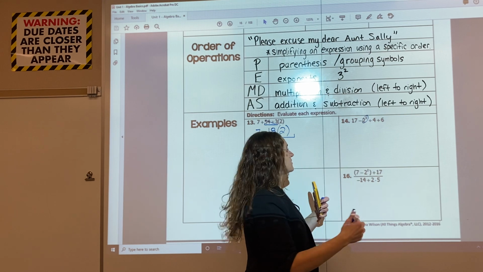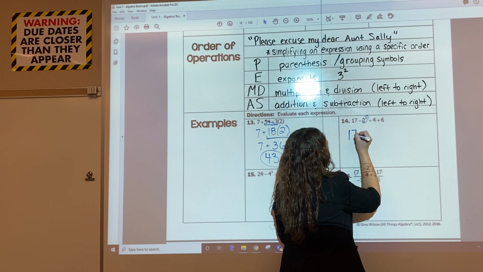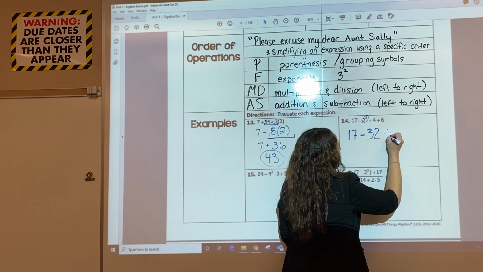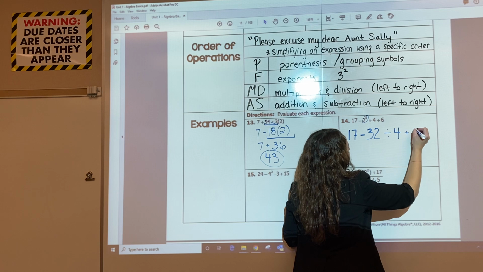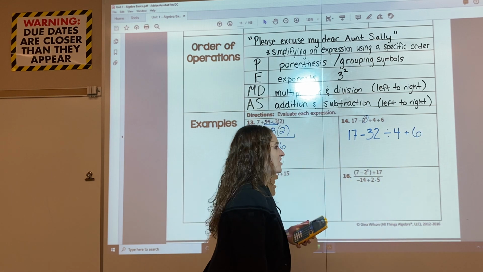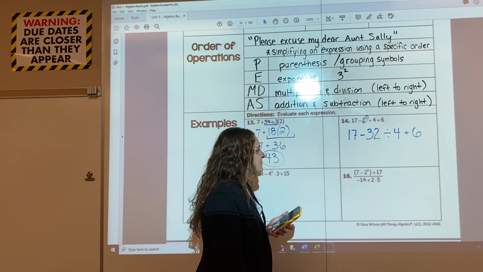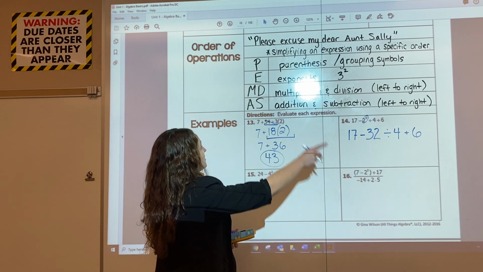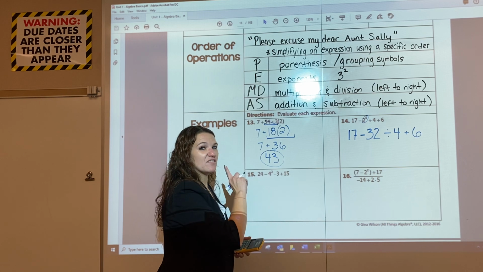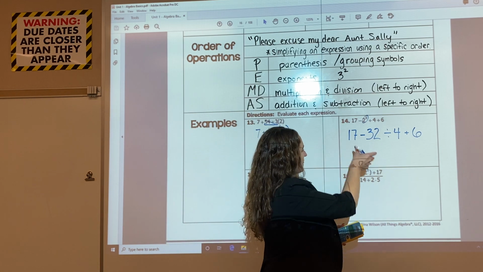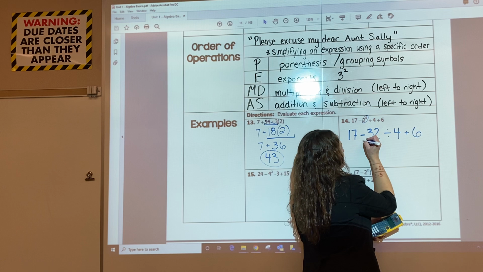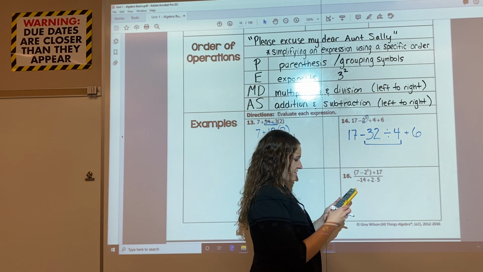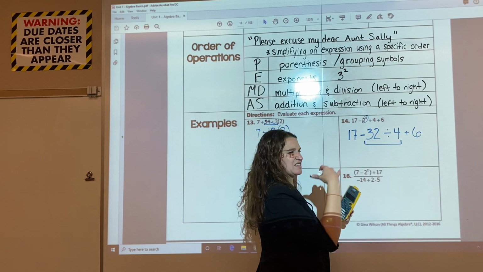Bring down everything else. So 17 minus 32 divided by 4 plus 6. All right, so far so good. There are no more exponents, so I'm going to move down to multiplication and division from left to right. This is subtraction. Oh, here's some division. I'm going to take that 32 and I'm going to divide it by 4, giving me 8, bringing down everything else.